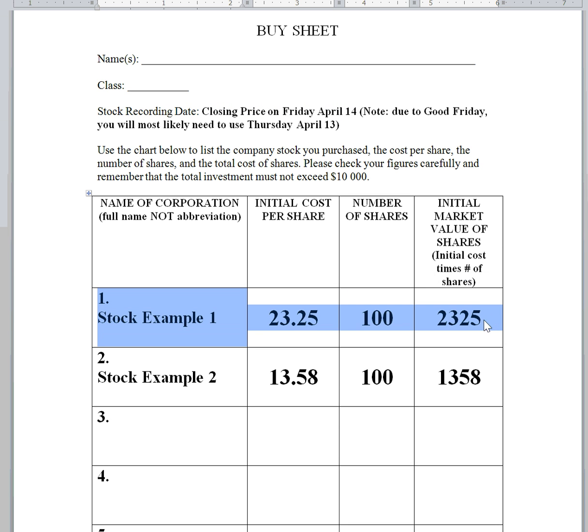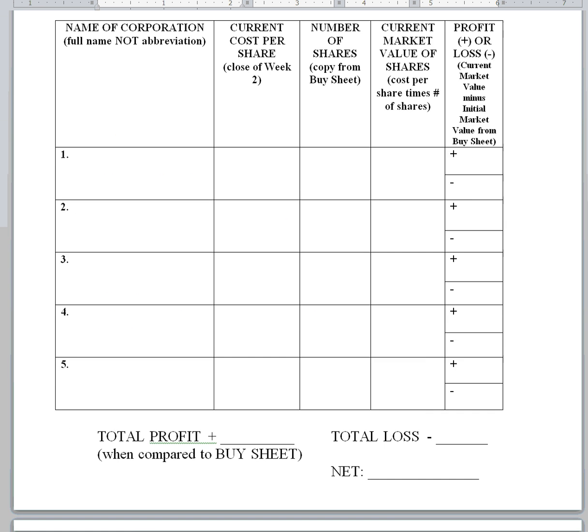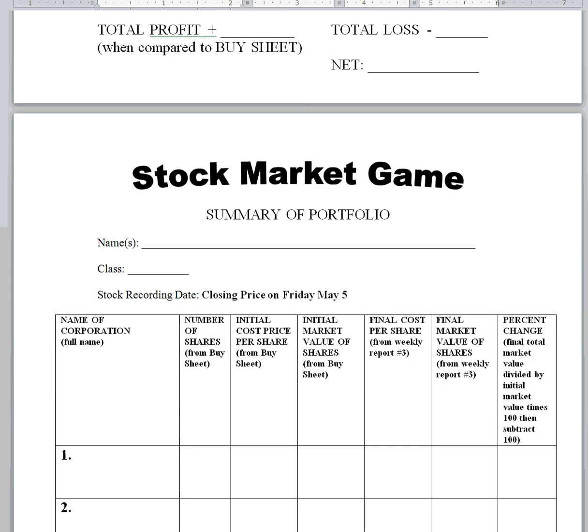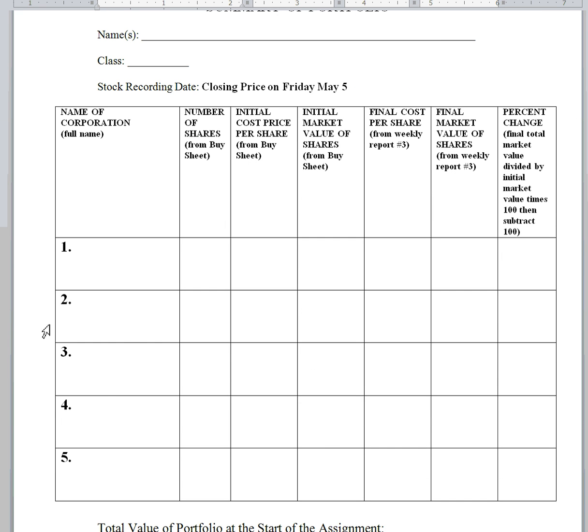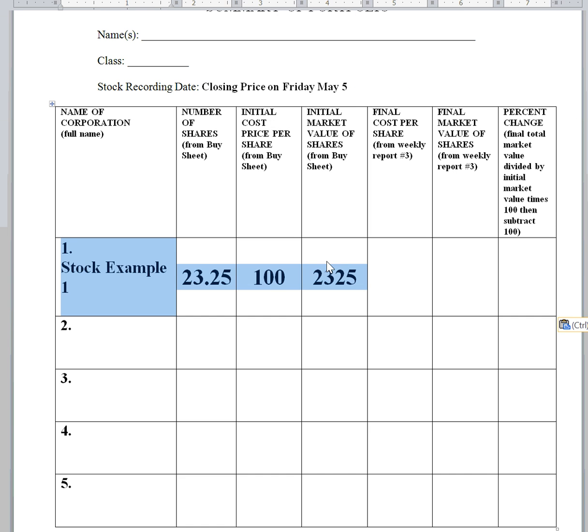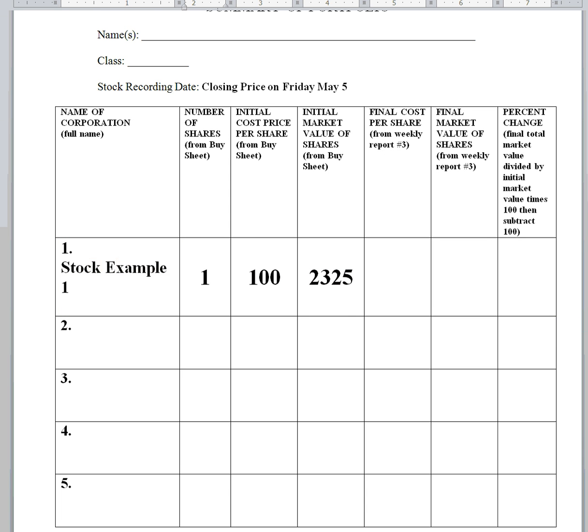So I'm going to copy that, and if you didn't do it on the computer, that's fine. You can just do it by hand. And I'm going to paste that information into the first 3 columns here. So number of shares, oh darn, the prices are different. It's in a different order. So 100 shares, 23.25, and that will be 2,325.